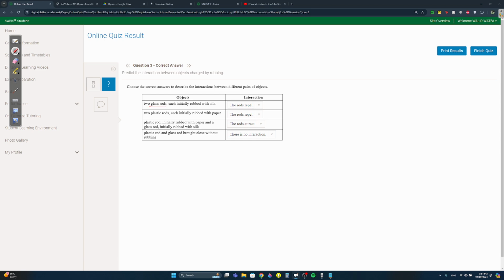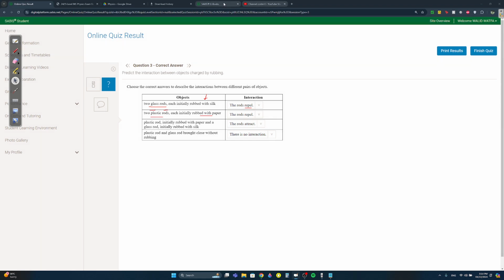Okay. Two glass rods that are initially rubbed with silk. When you rub a glass rod with silk, it's positive. So they're both positive. What happens? It repels. Two plastic rods rubbed with paper. When you rub a plastic rod, you get negative.